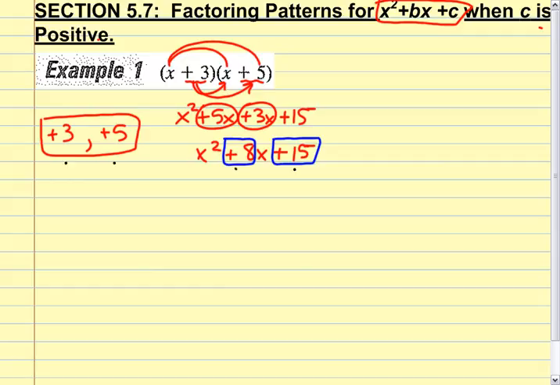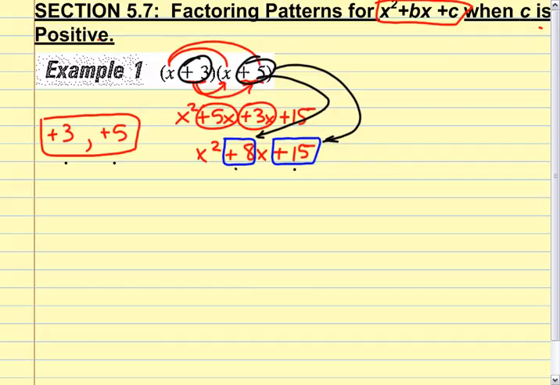Cameron? When you add 5 and 3, you get 8. When you add them, you get the middle number. When you multiply them, you get the last number. When I add these two, I get the middle number. When I multiply them, I get the last number.